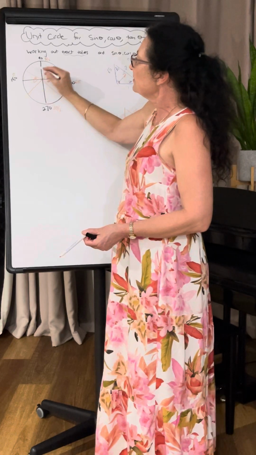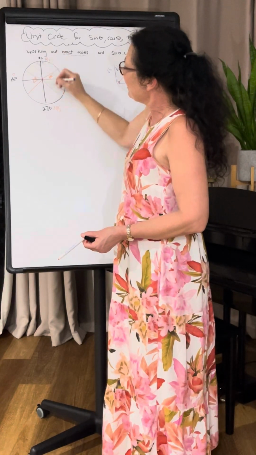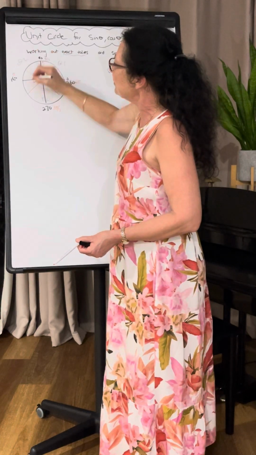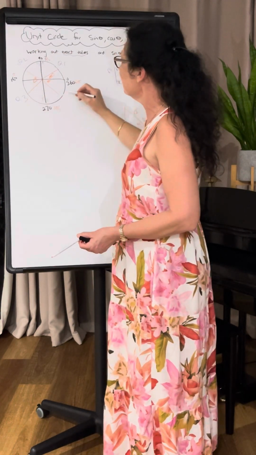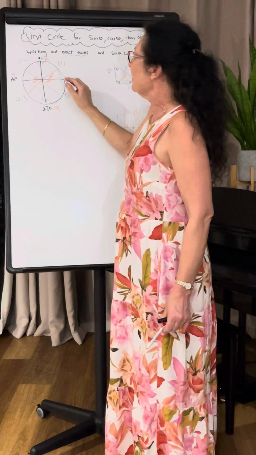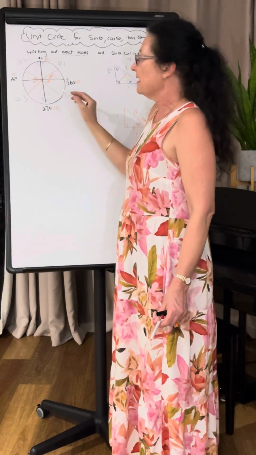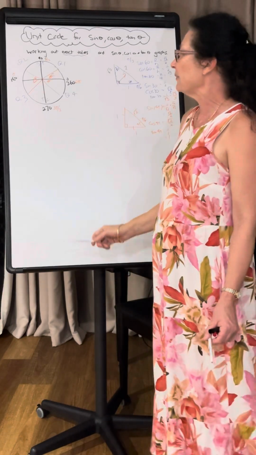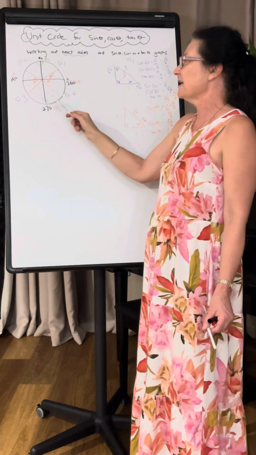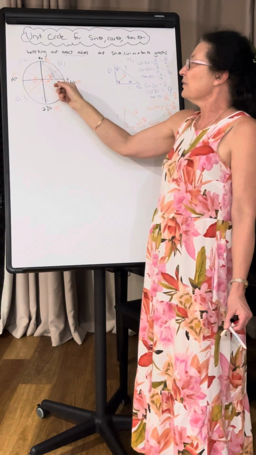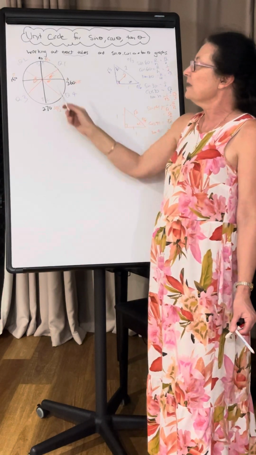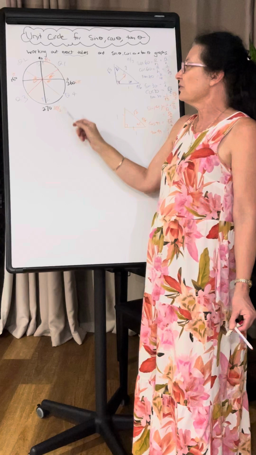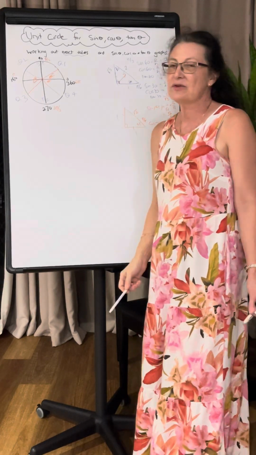This one in this quadrant, remember that's quadrant 1, quadrant 2, quadrant 3, quadrant 4. All students take chemistry. When I was at school, it was all stations 2 central. But these days they do all students take chemistry. Important thing is all is positive in quadrant 1, only sine is positive in quadrant 2, only tan in quadrant 3, and only cos in quadrant 4.